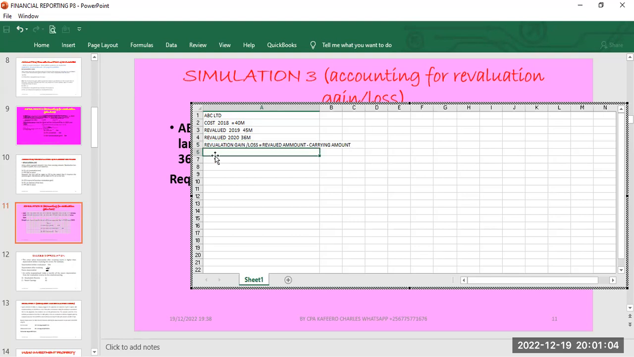Having seen that, they told us we are going to show how we account for these gains and losses for the above transactions in 2019 and 2020. So for 2019, we had a revaluation gain.